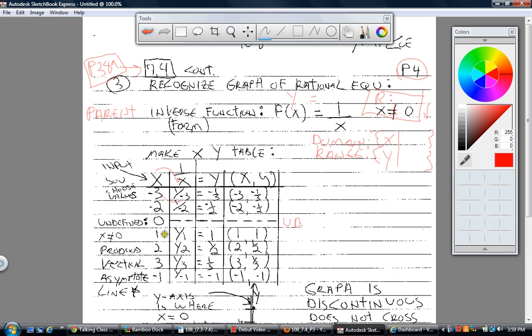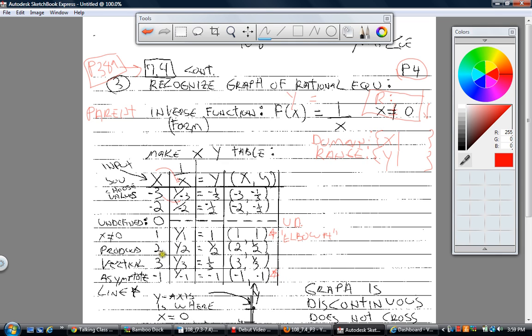Now look what happens when you go into the positives. Put a 1 in here. You have 1 divided by 1, which is equal to 1. Ordered pair (1, 1). I want to make a little note here on this guy. This is called the elbow point. I think that'll become obvious to you once we graph these guys.